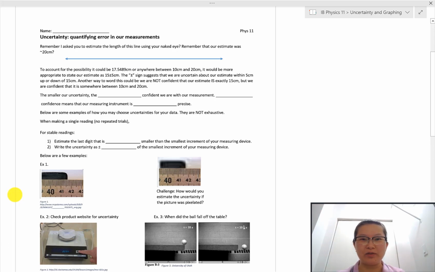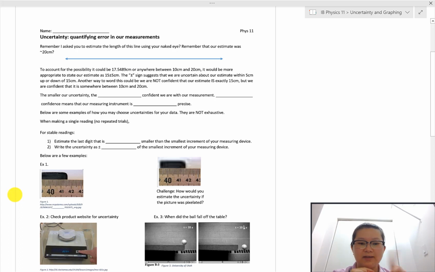In this video, we are going to talk about uncertainty. I'm going to have two videos. In the first video, we are going to go over some examples of how you might be able to estimate uncertainty in your measurements when you're doing single one-off measurements. In the second video, I'm going to be talking about what happens if you make repeated measurements and how to get your uncertainties from there.